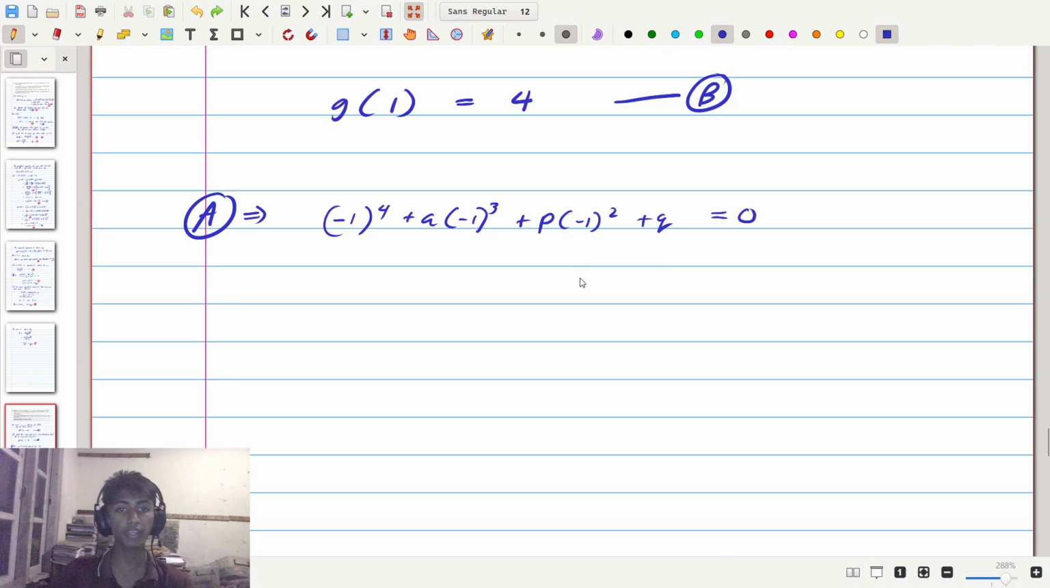Now if we simplify this, we can see negative 1 to the power of 4 is equal to positive 1. Negative 1 to the power of 3, however, is equal to negative 1, and therefore that times a is going to be equal to negative a. And then the next term is p times 1, which is plus p, and the last term is plus q. So we get 1 minus a plus p plus q equals 0. And I'm going to call this equation number 1.